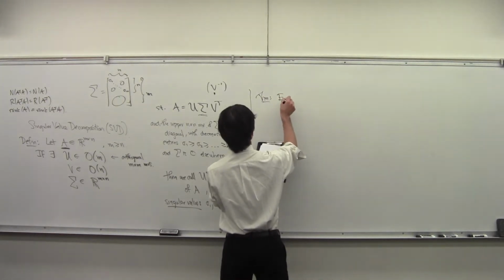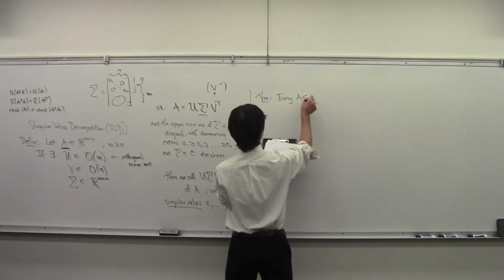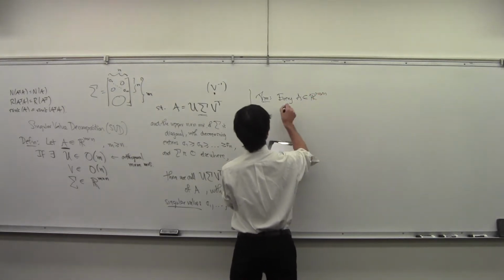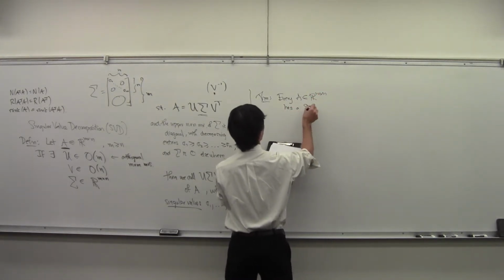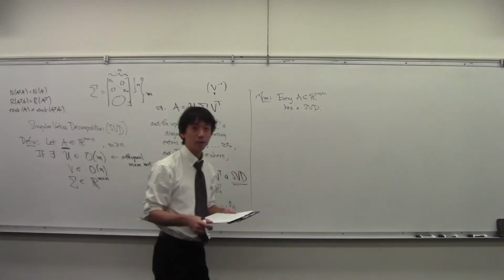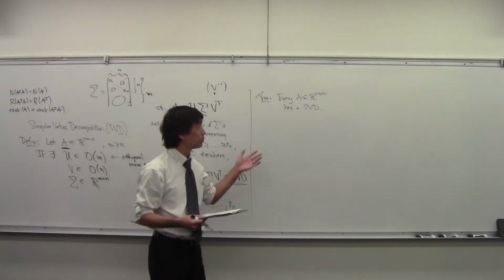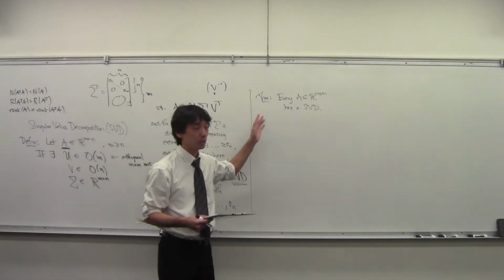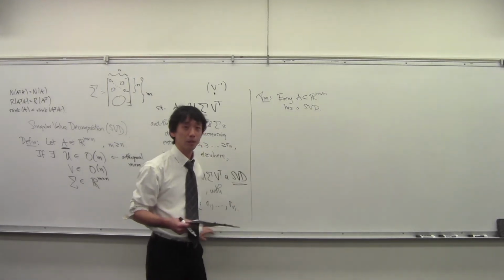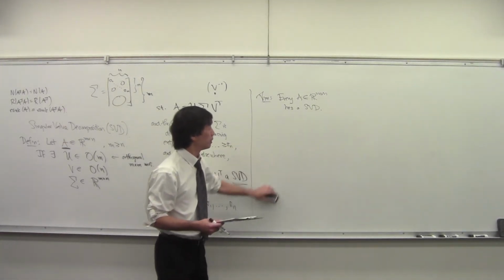Every matrix has a singular value decomposition. It's not unique. It could be multiple. It can be tweaked a little bit, but they're all kind of similar.